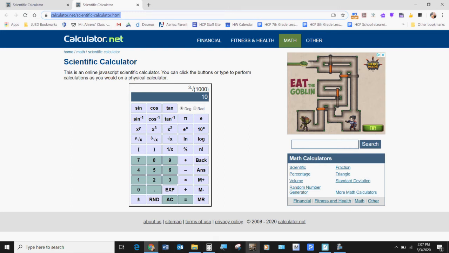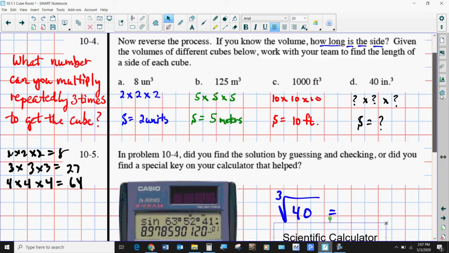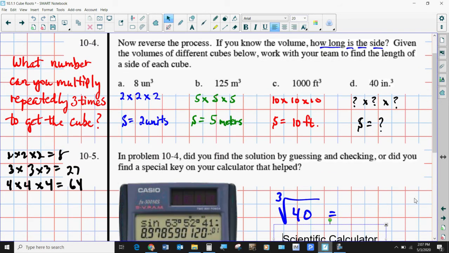All right, where were we? So I guess our answer, what did we say? That it was about 3.4.